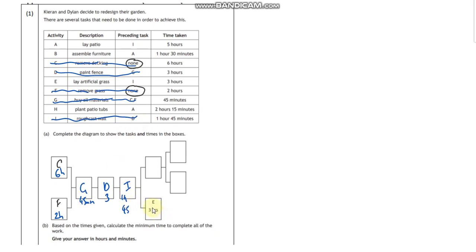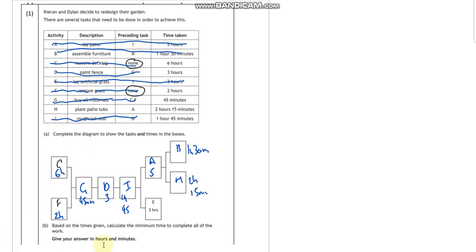Preceding D is I. So there's I, and that's 1 hour, 45 minutes. And then hopefully we should find that I came before E. So yep, very good. I comes before E. Nice one. And what else? Well, I comes before A. So that's 5 hours. And after that, we should find that there's 2 tasks. So it's B and H, and B is 1 hour 30, and H is 2 hours 15. Fantastic.